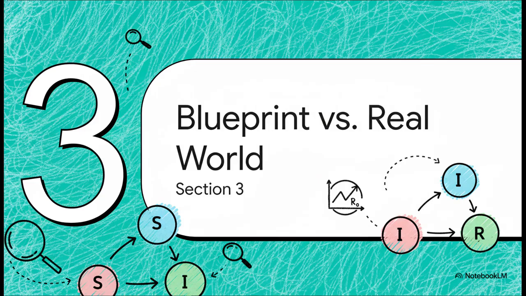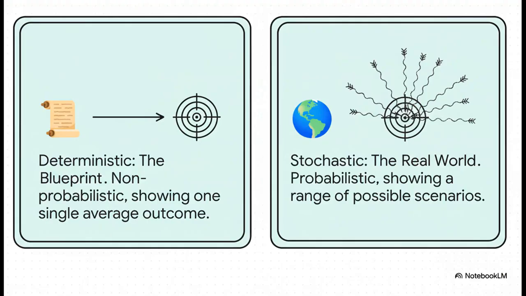But here's the thing. Even a powerful model like SIR is still just a starting point. Think of it like a perfect, clean blueprint for how an epidemic should behave. But we all know the real world is, well, it's a lot messier than any blueprint. So scientists have two main ways to handle this messiness. On one hand, you have deterministic models. That's the blueprint. It's non-probabilistic and gives you one single average outcome. But on the other hand, you have stochastic models. These are built for the real world. They're probabilistic, meaning they factor in randomness and chance. And instead of one answer, they give you a whole range of possible scenarios.